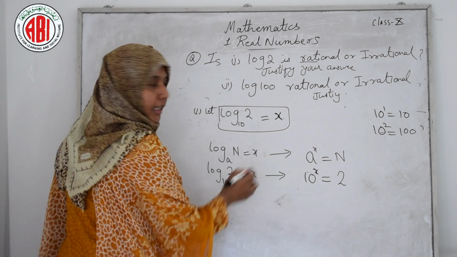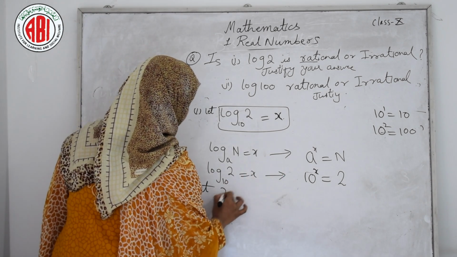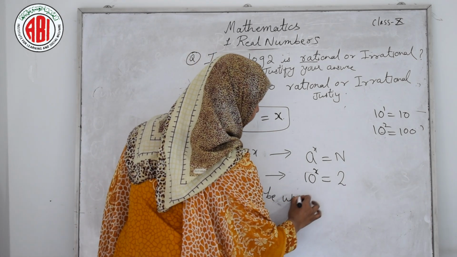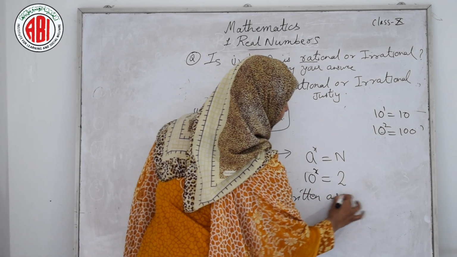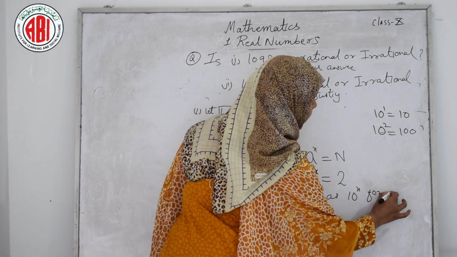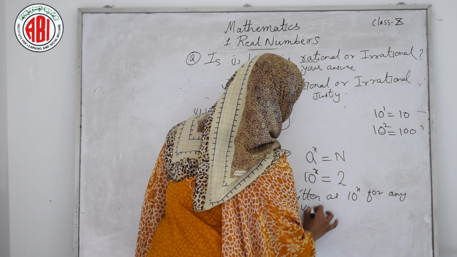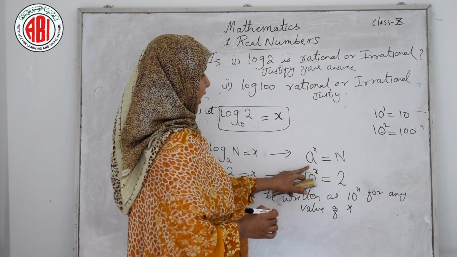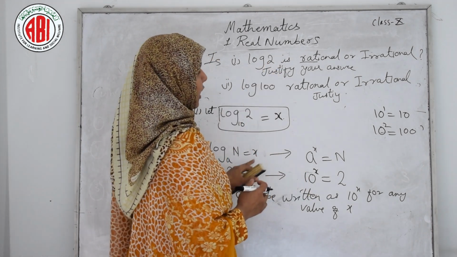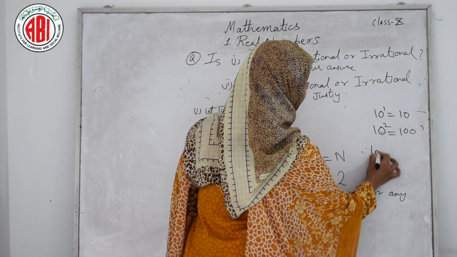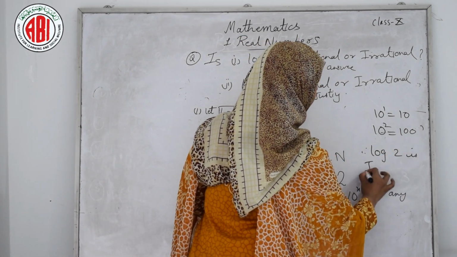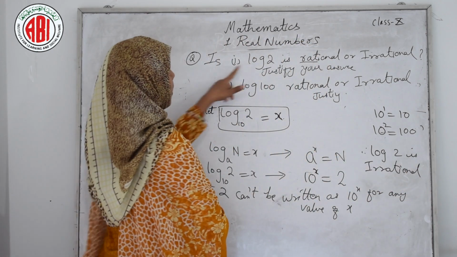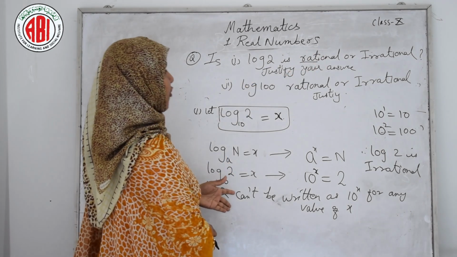Okay, 2 can't be written as 10 power x for any value of x. This 2 can't be written in the form of 10 power x. So, we can say that log 2 is an irrational number. Therefore, log 2 is irrational. So, this is the first one. First one is log 2 is irrational, and we have justified here.